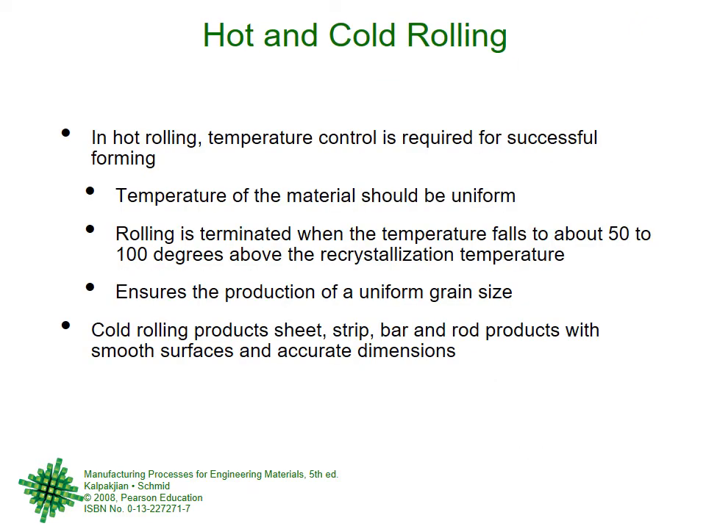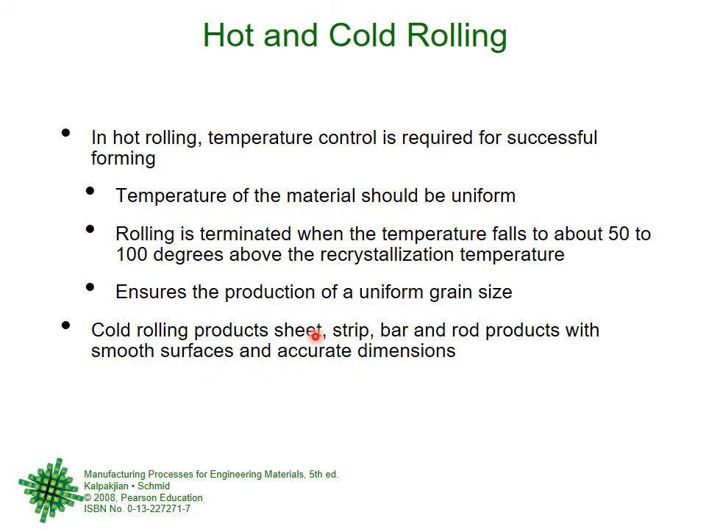Hot and cold rolling, of course, right? In hot rolling, temperature control is required for successful forming. Temperature of the material should be uniform everywhere. Rolling is terminated when the temperature falls to about 50 to 100 degrees above the recrystallization temperature, right? So it is seriously above, and it ensures the production of a uniform grain size. Cold rolling produces sheet, strip, bar and rod products with smooth surfaces and accurate dimensions.